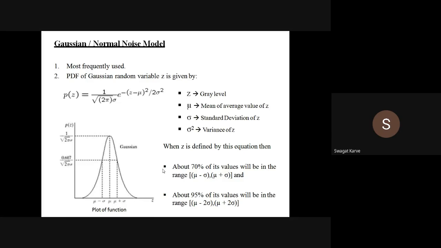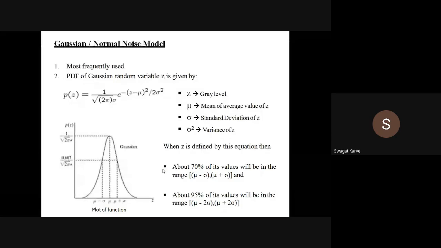See, these are all mathematical things, so you have to learn these by heart. Okay, so this is the Gaussian noise or normal noise model. What is its probability density function, and how does the graph of its PDF look? All of this is given in this mathematical model. You can say it's a mathematical representation of that particular noise.